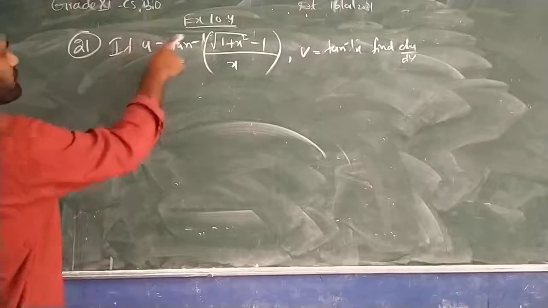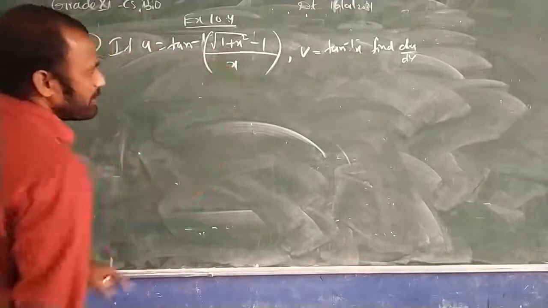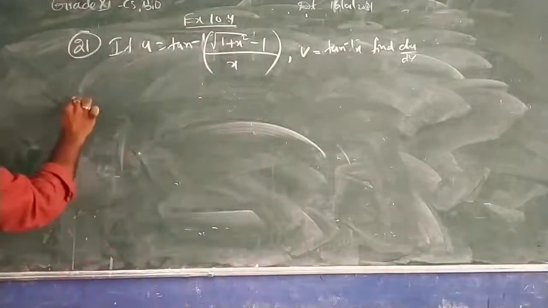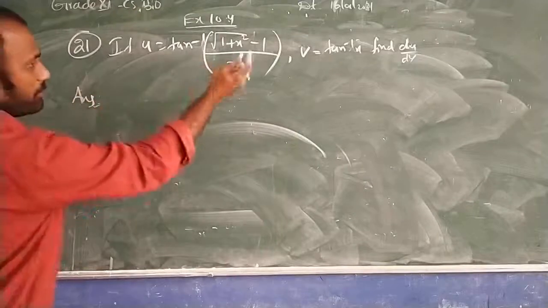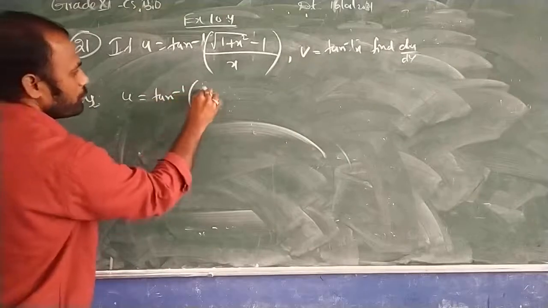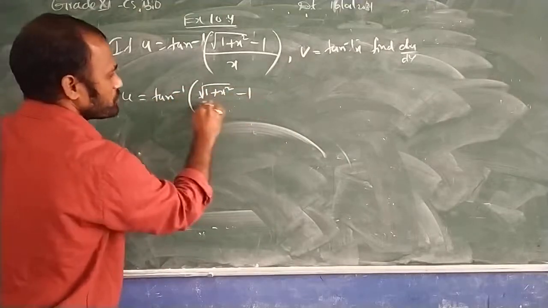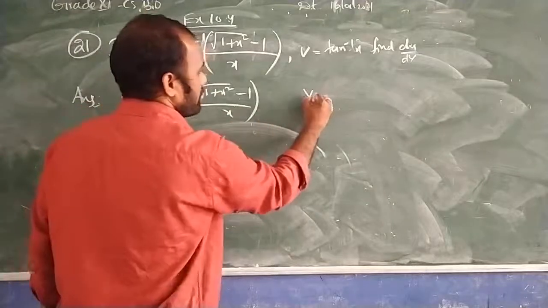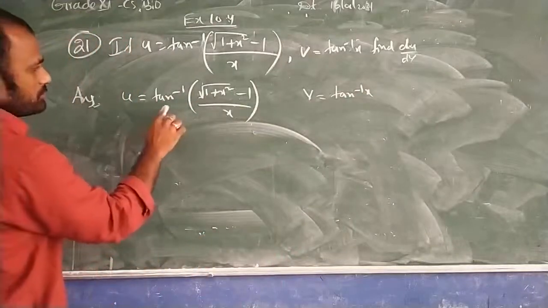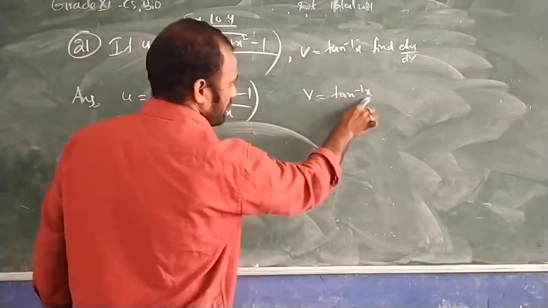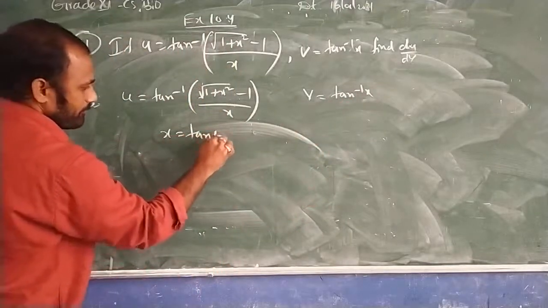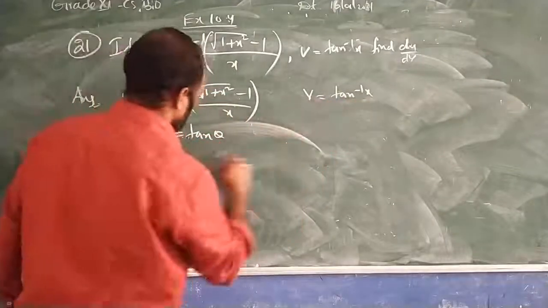Next question, 21st question. If u is equal to tan inverse of root of 1 plus x square minus 1 by x, v is equal to tan inverse of x, find du by dv. So we will find the differentiation of each. Given function u is equal to tan inverse of root of 1 plus x square minus 1 divided by x. Another function v is equal to tan inverse of x. So here, in order to get tan value, we have assumed x is equal to tan theta. That will be applied here also. Here I am assuming x is equal to tan theta.